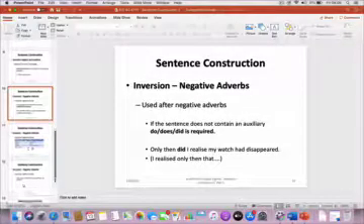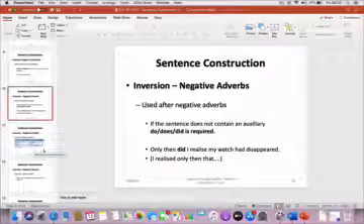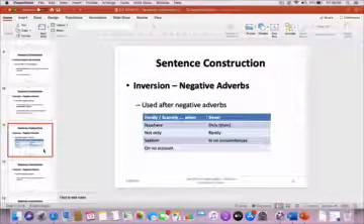Using the inversion also adds emphasis to the fact, perhaps, that I lost my watch and I can't remember when or where it disappeared. Inversion we use after these negative adverbs: hardly, scarcely, nowhere, rarely, in no circumstances, on no account, etc.